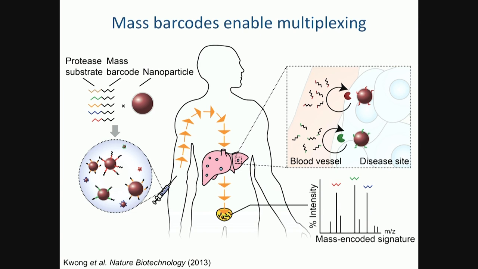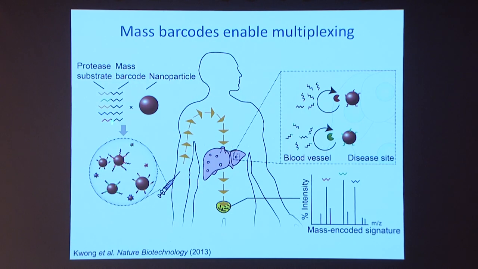So in order to get specificity in the system, you need multiplexing. And the way we do multiplexing, which I alluded to earlier, is to make a cocktail of these materials. So here now we have 10 different materials. Each material is sensitive to a different protease. And the way these materials are barcoded is that the reporter, in this case, has a unique mass.